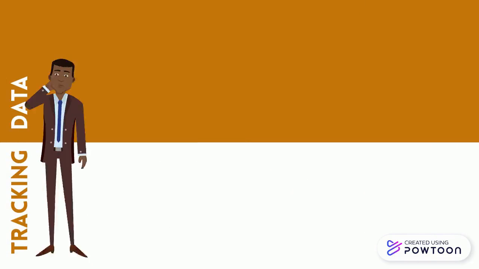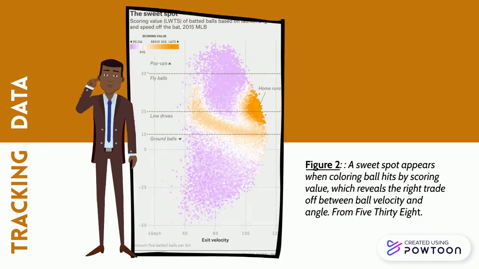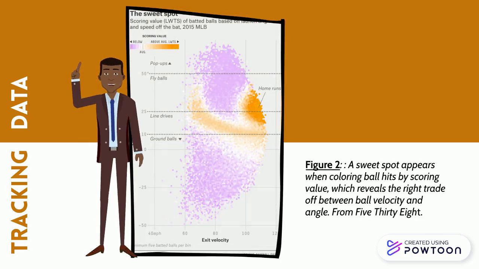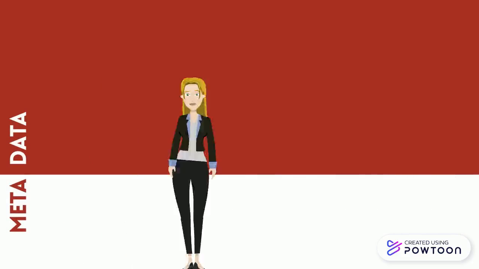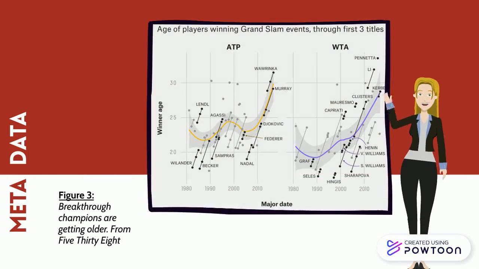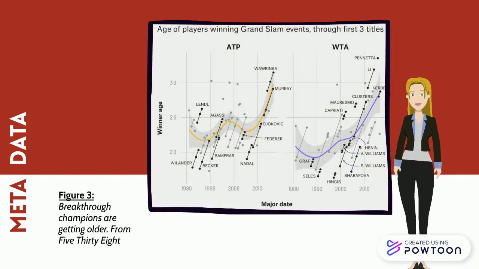A very straightforward way to plot tracking data is through density maps. A sweet spot appears when coloring ball hits by scoring value, which reveals the right trade-off between ball velocity and angle. Finally, this metadata-related graph, for example, excels in the effectiveness principle since its magnitude channels, position on the unaligned scale, rank second in the effectiveness rank.